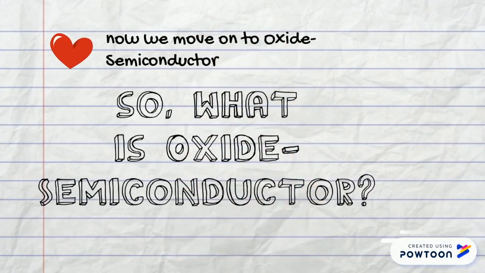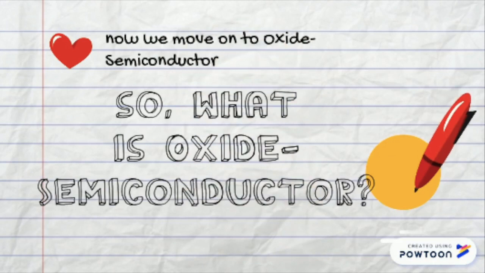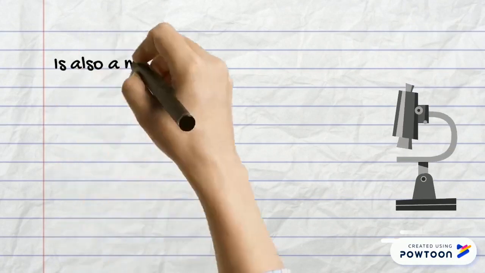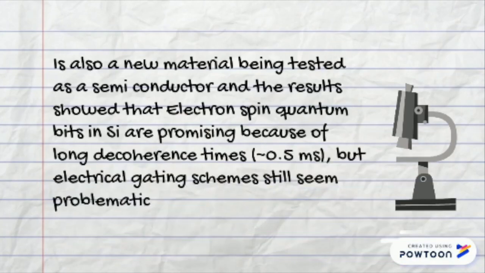Now we move on to oxide semiconductor. So what is oxide semiconductor? Oxide semiconductor is also a new material being tested as a semiconductor, and the results show that electron spin quantum bits in Si are promising because of long decoherence times of 0.5 ms, but electrical gating schemes still seem problematic.